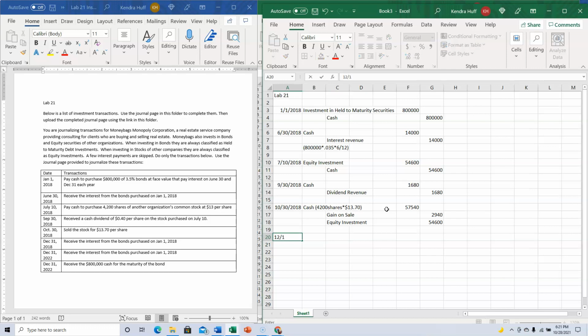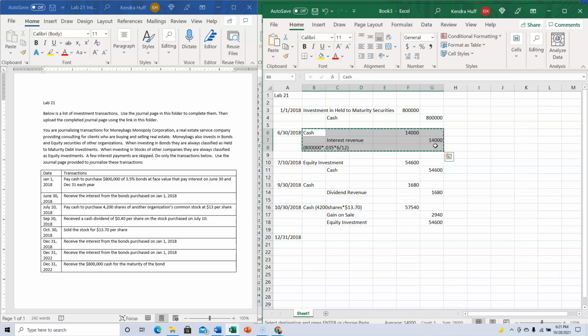December 31st of 2018. Received interest on the bonds purchased on January 1st. So this is actually going to be the same exact entry again. Every 6 months, I'm going to get the same interest payment.